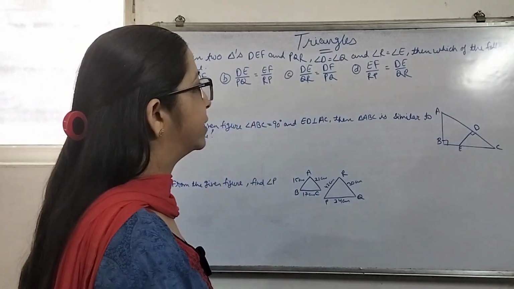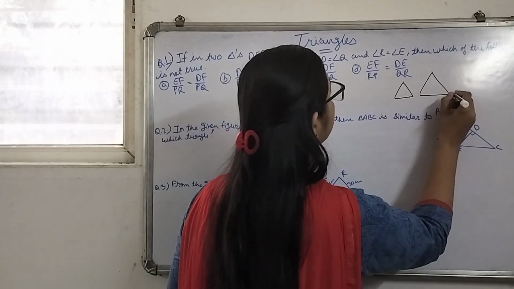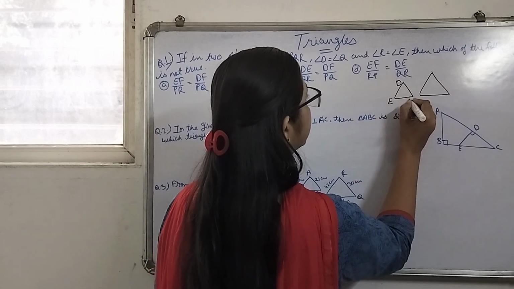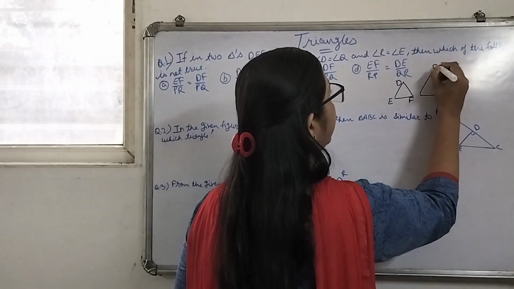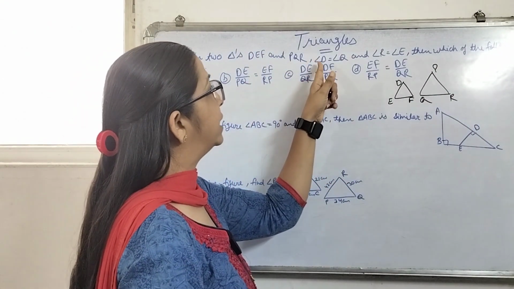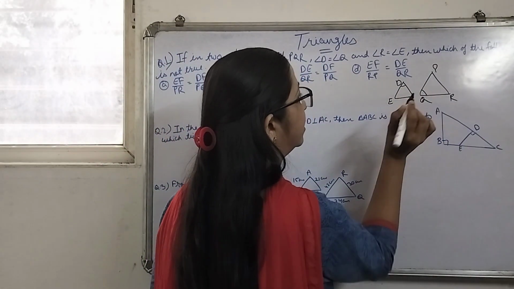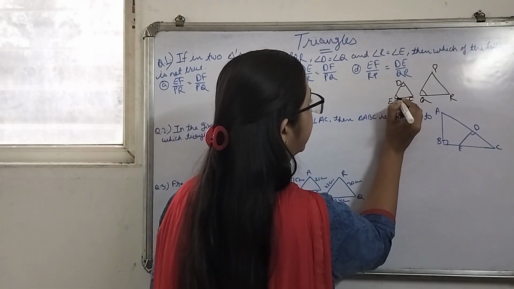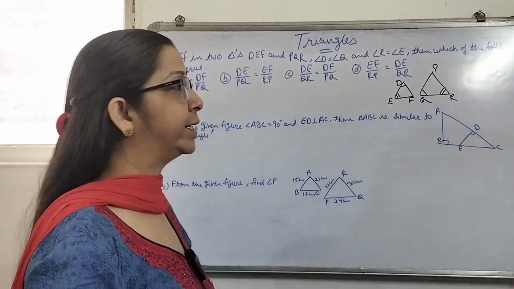Over here two triangles are given. One is DEF and another is PQR. Suppose this is D, this is E, this is F. This is one triangle, DEF. Another triangle is PQR. These two are the triangles given to us. Here angle D is equivalent to angle Q, that means this angle D is equivalent to this angle Q. And angle R is equivalent to angle E. These two angles are equal. It is given to us.